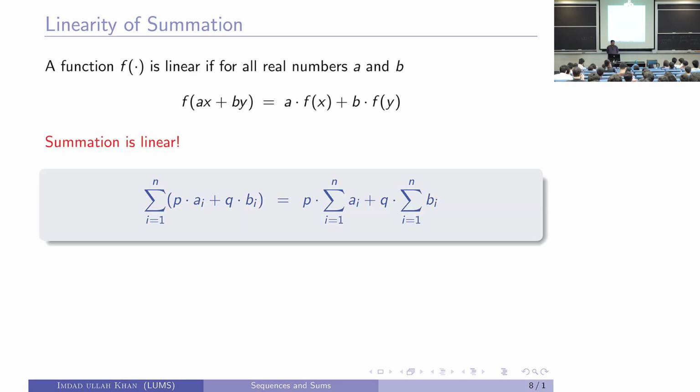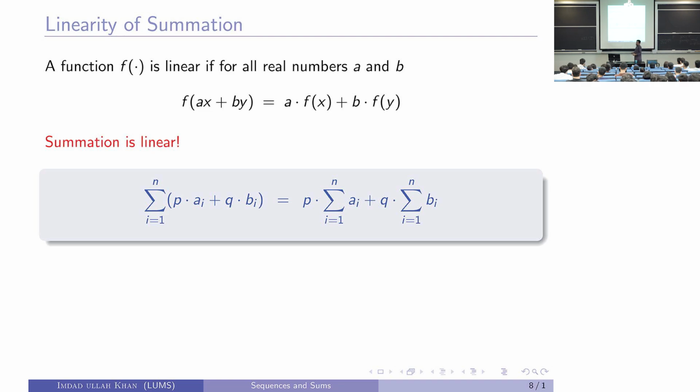So we know summation is linear. By this we mean that for some sequence ai and some sequence bi, the sum of p times ai plus q times bi is equal to p times the sum of ai plus q times the sum of bi. This is what we mean when we say summation is linear. It's not very hard to prove, it's just linguistic, we just defined it. I'm not going to give you a proof as such, just intuition. It's a very simple statement, a self-evident truth.